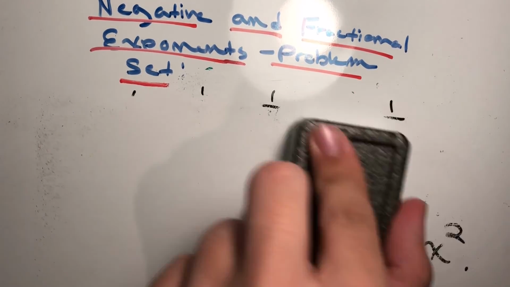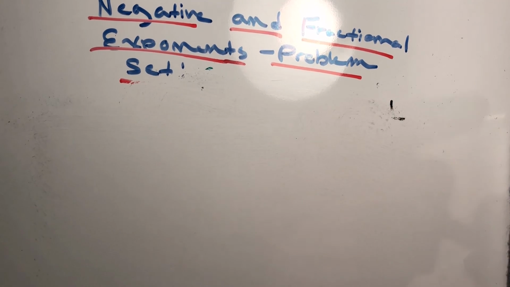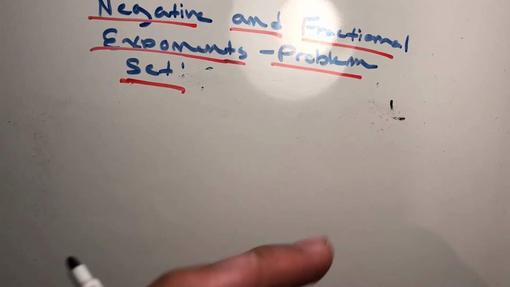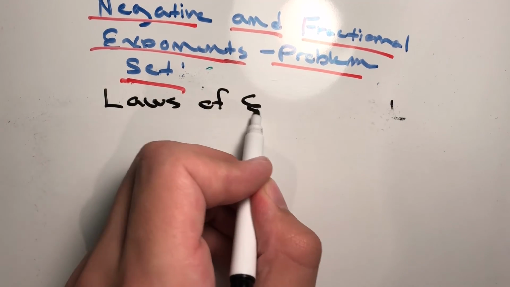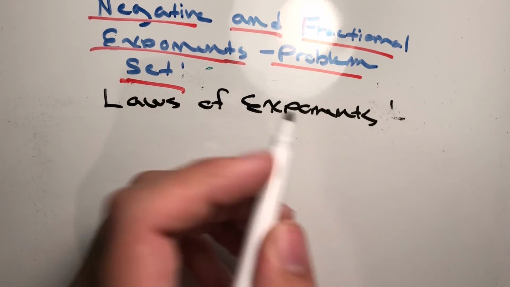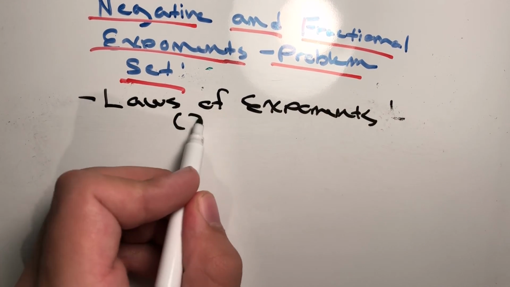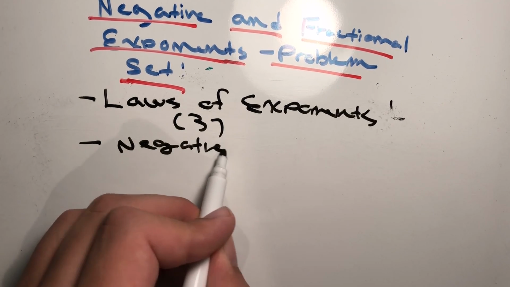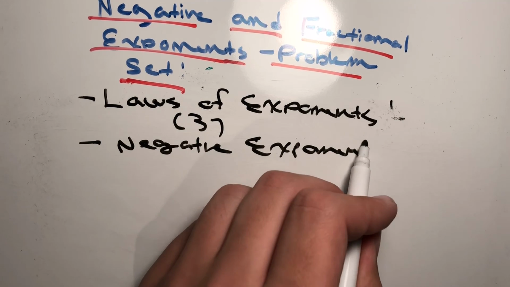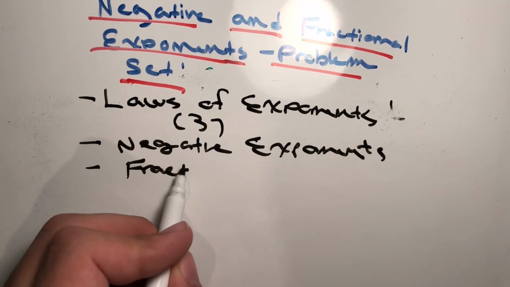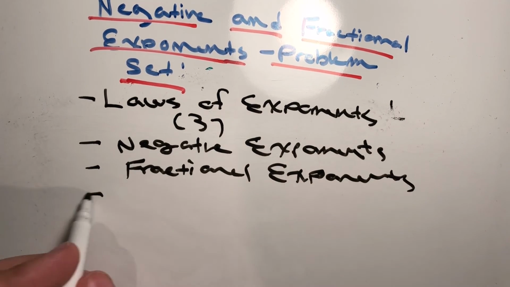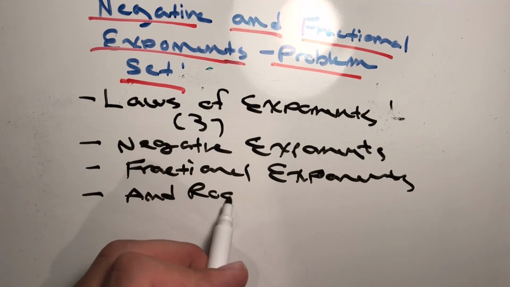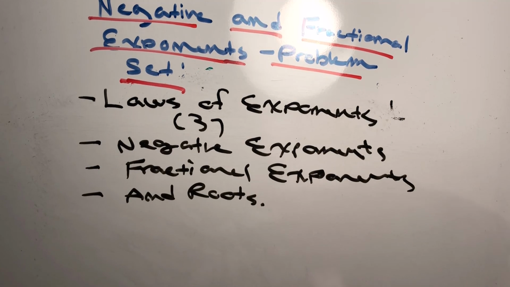These were just the problems, but a recap of things to know for this section are the laws of exponents, there's 3 of them, negative exponents, fractional exponents, and roots. Great, so that's basically all you guys need to know.